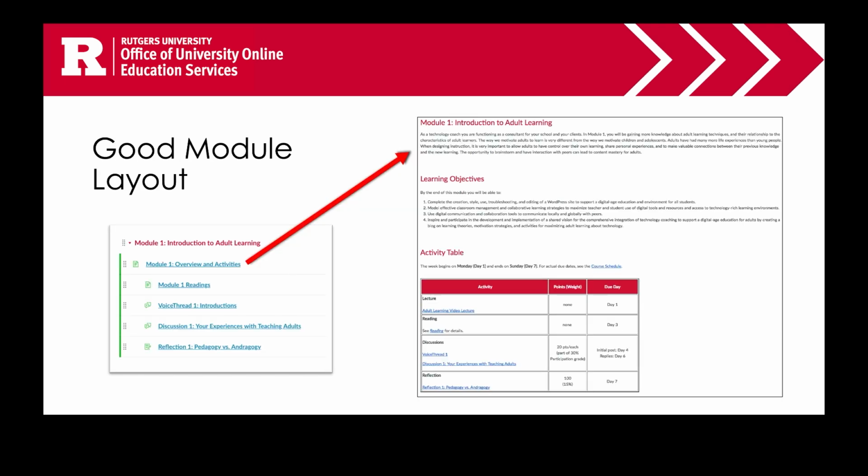In this version, you'll see there's an introductory content page for the module. When students click on it, they're presented with the context for this week's content, why it's important, and how it ties into the course. There is also a list of learning objectives, which we'll discuss in part 2 of this video series, and a table detailing what's coming up this week and when it is due.